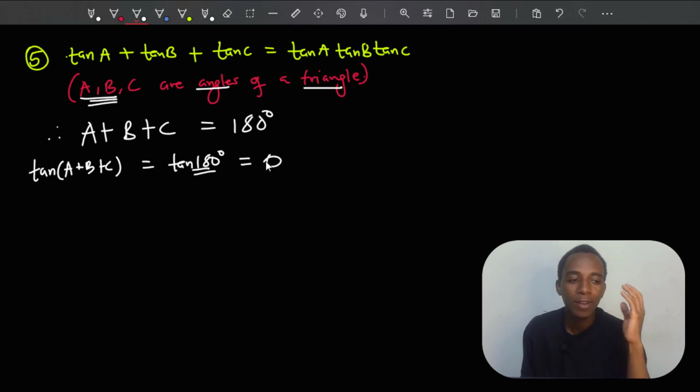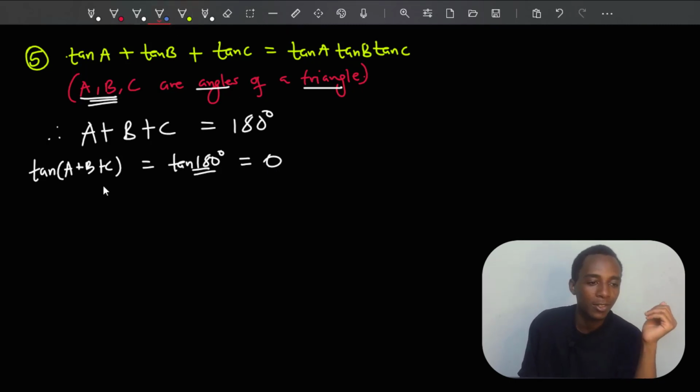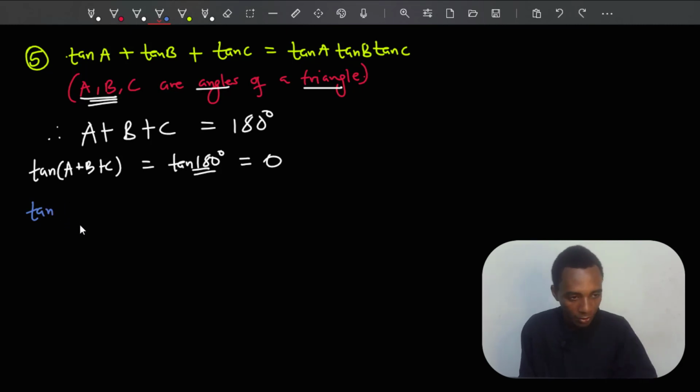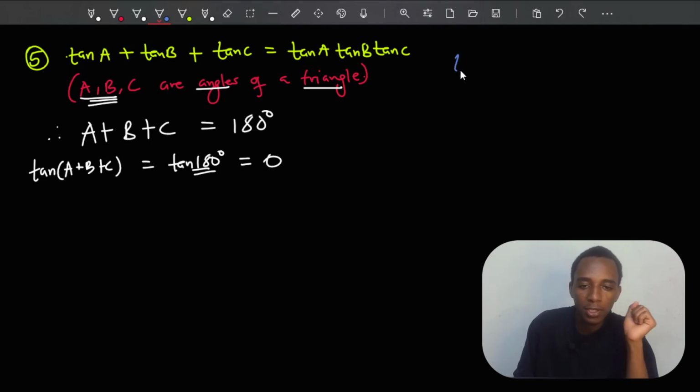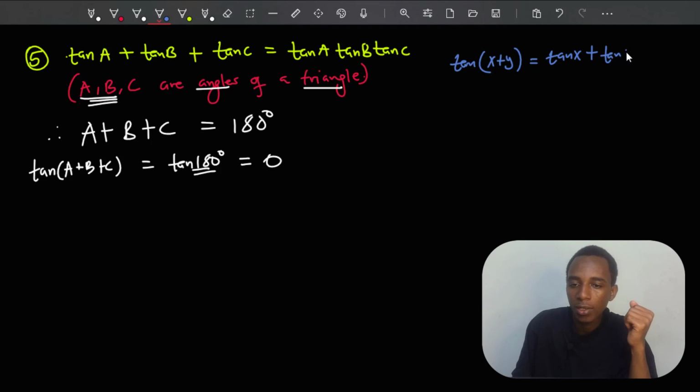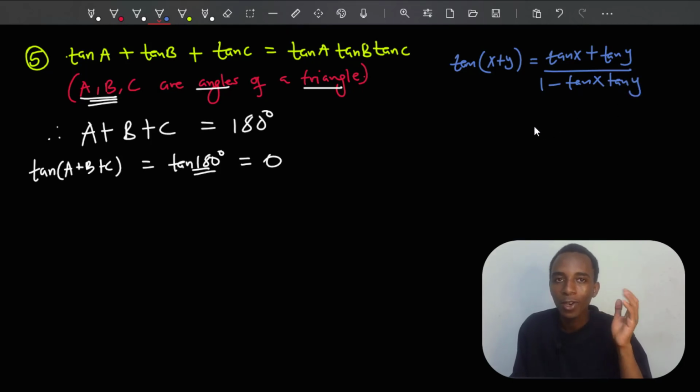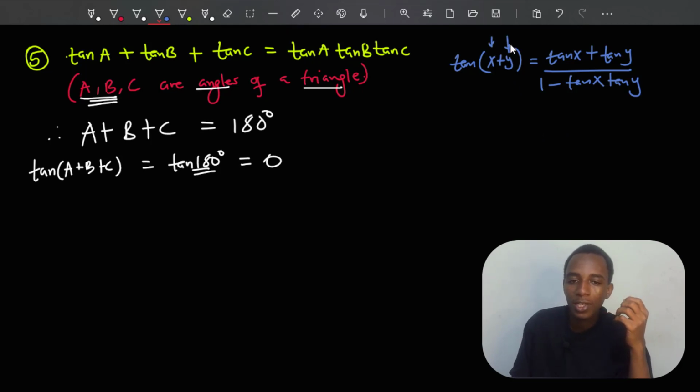Now, we have the compound formula for tan. I'll just write that here. So if you have tan of X plus Y, this is expanded as tan x plus tan y divided by 1 minus tan x times tan y. Now, there is a compound angle formula for tan, provided you have two angles such as x and y, but not three angles like A, B, C.